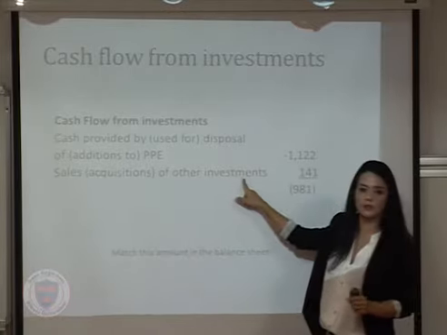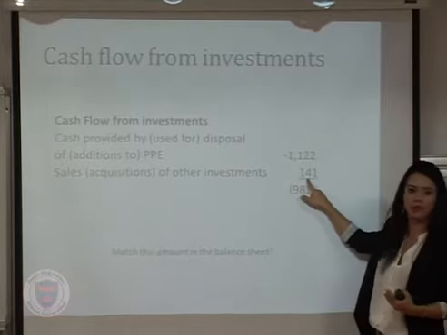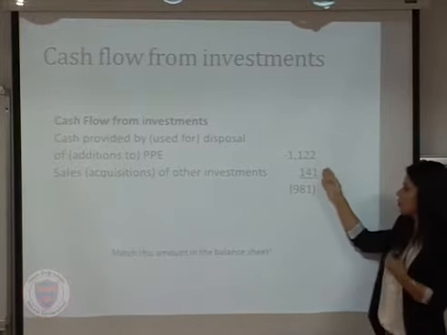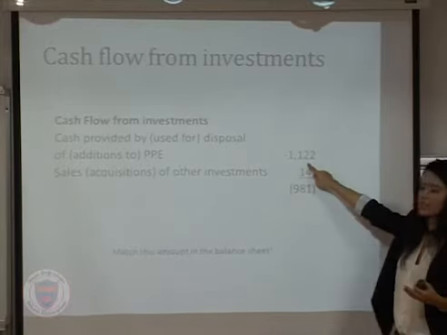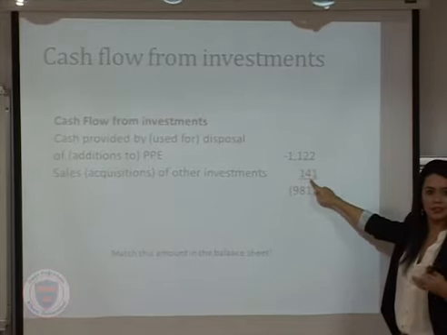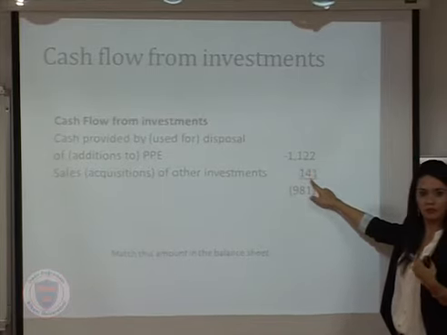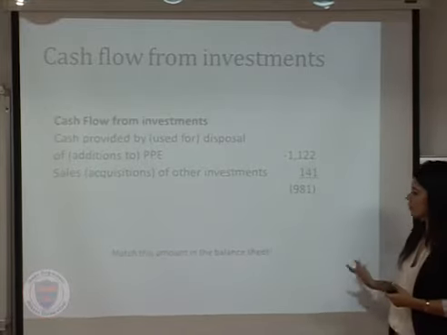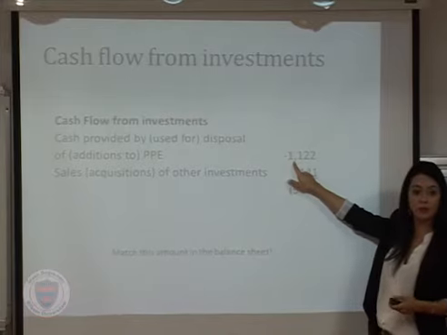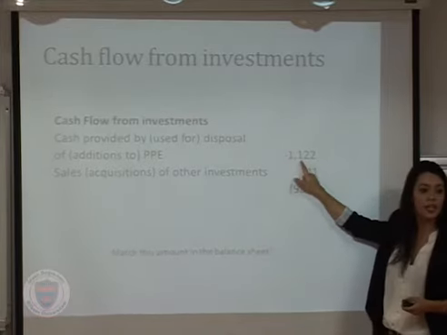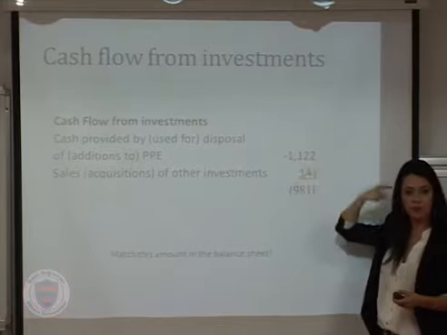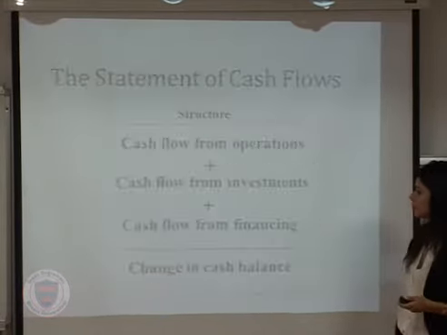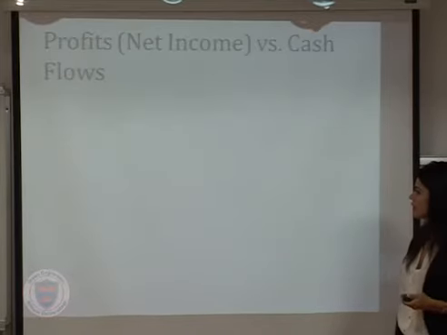Same with this. Sales of other investments. You made some sales, so you had cash inflow. So in this picture, the company bought PPE, cash outflow, made other investments, sale of other investment, cash inflow. Overall, you have a cash outflow. So let's go back to the balance sheet and try to find this number. 1122. We bought some PPE. Let's go back to our balance sheet. 1122. Don't forget that number.